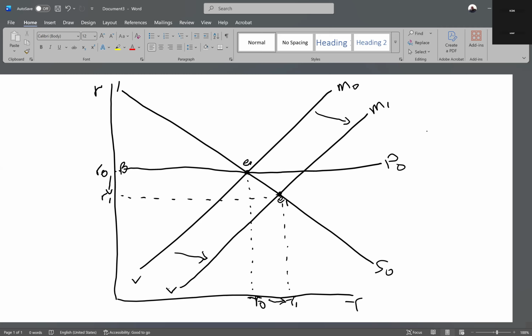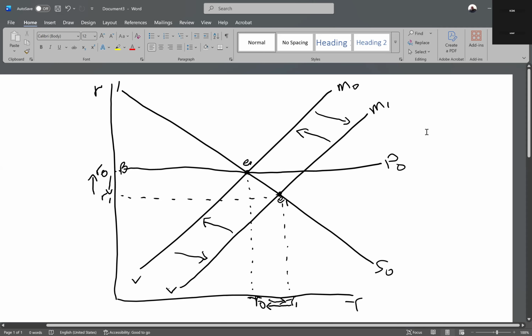Do you see that? Because there's a shortage of money supply, the LM curve will shift to the left, which means it will shift back from LM1 to LM0. So income will now come back from Y1 to Y0. Do you see that? Yes. And then the interest rate will also go back from R1 to R0. So we'll come back here.